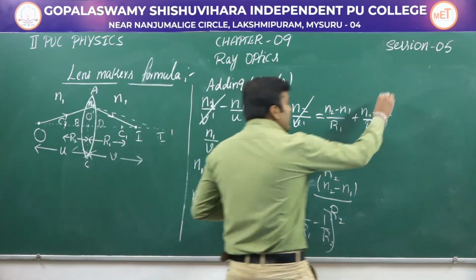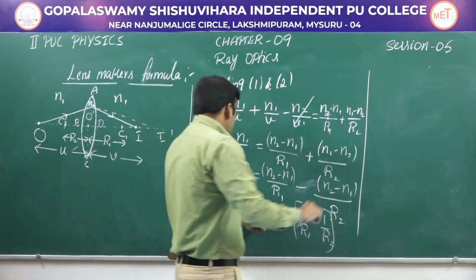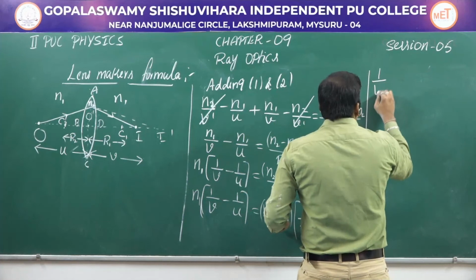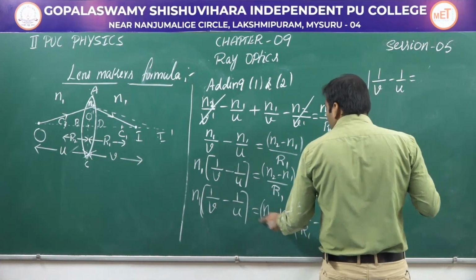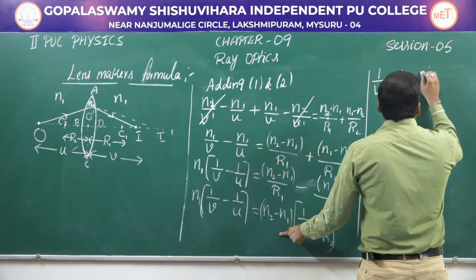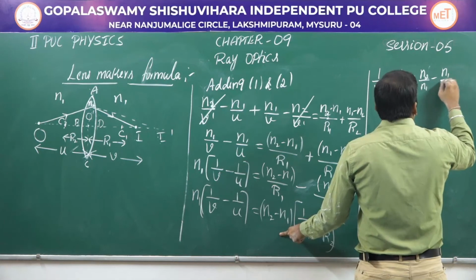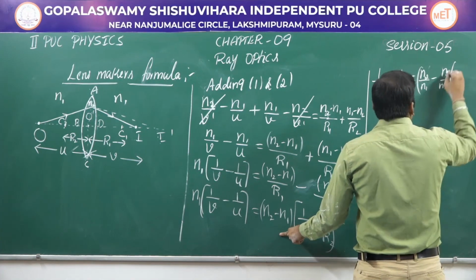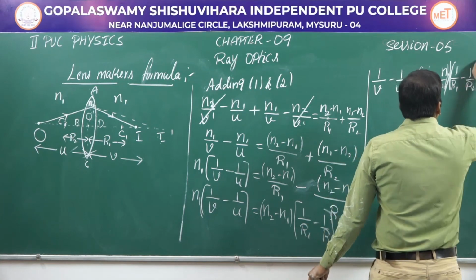Now in the next step, take this N1 to the denominator of this equation. So what you will get is 1 by V minus 1 by U is equal to, this N1 is divided here, so this is N2 by N1 minus N1 by N1 into 1 by R1 minus 1 by R2.